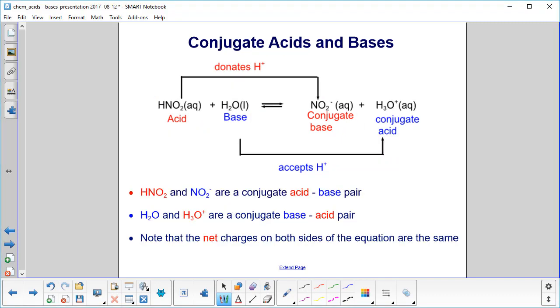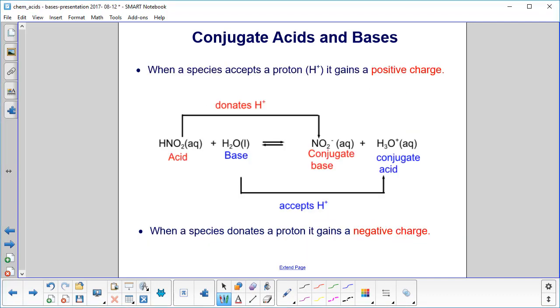One more look at this. We have nitrous acid and nitrite as a conjugate acid-base pair, and water and the hydronium ion as a conjugate base-acid pair. Note, the net charges on both sides of the equation are the same. That's due to the conservation of charge, right? Because here you're neutral, and here you have -1, +1, that's also neutral. When a species accepts a proton, it gains a positive charge. If a species donates a proton, it gains a negative charge.